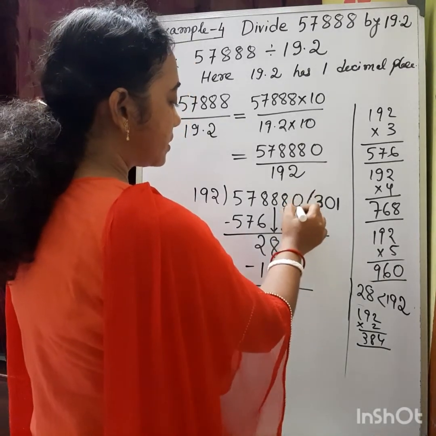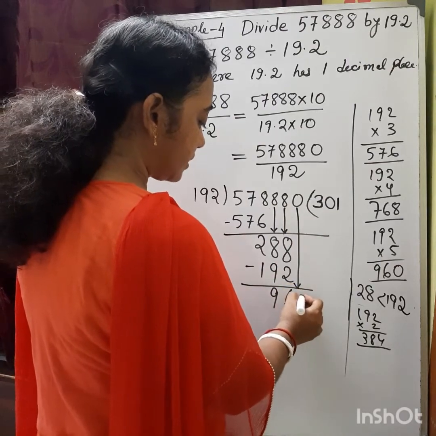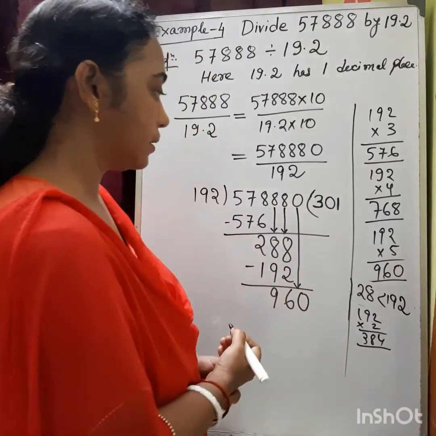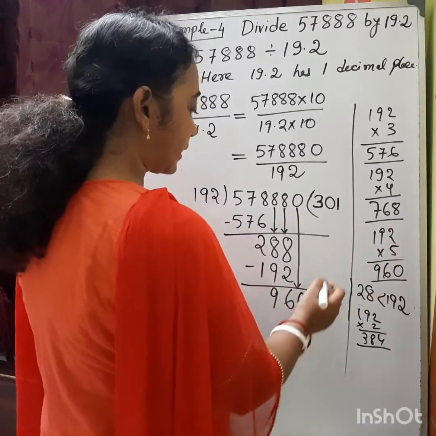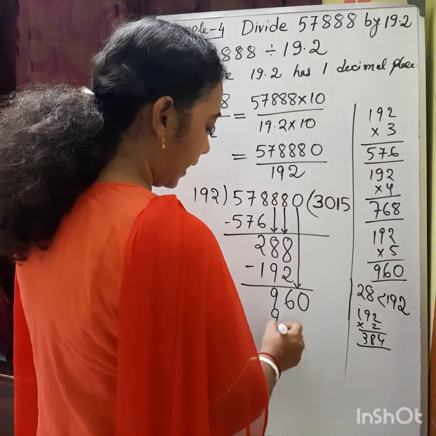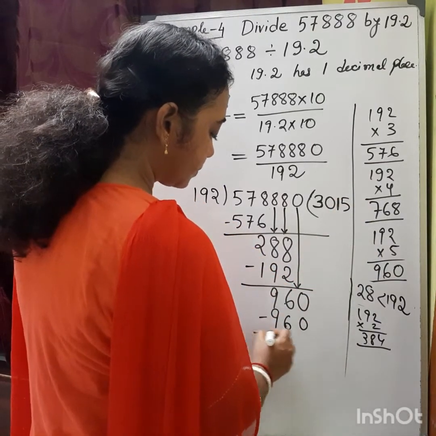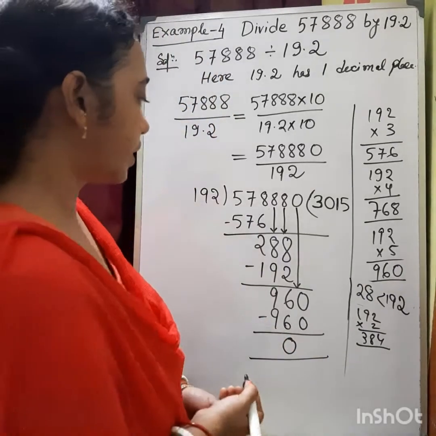But one more digit is left here. So we bring down this digit just to the right of 96. So we get here 960. If we multiply 192 by 5, we get the product as 960. So here we put 5. So we write here 960. And if we subtract them, we get the remainder 0. So we stop our calculation.